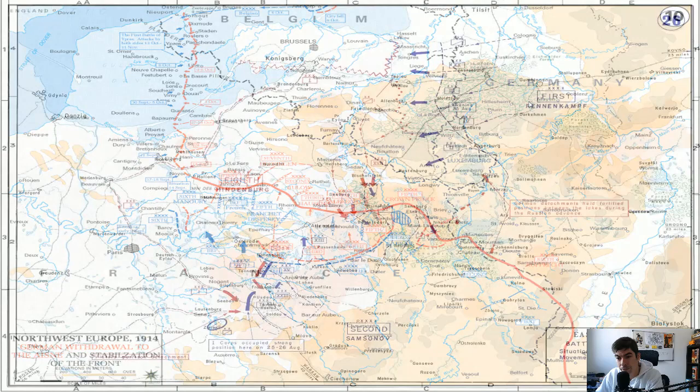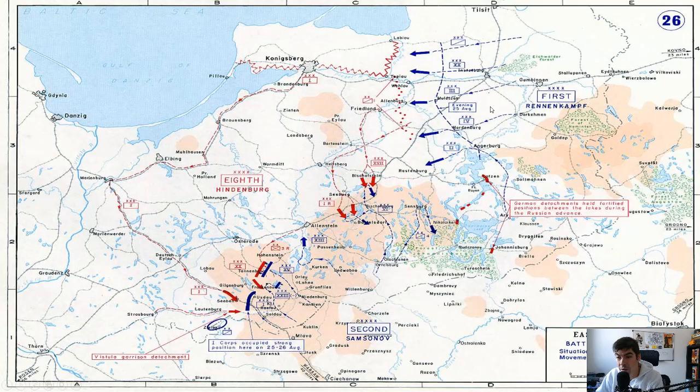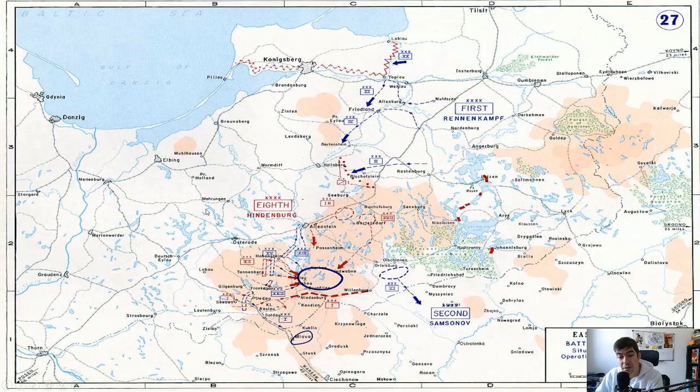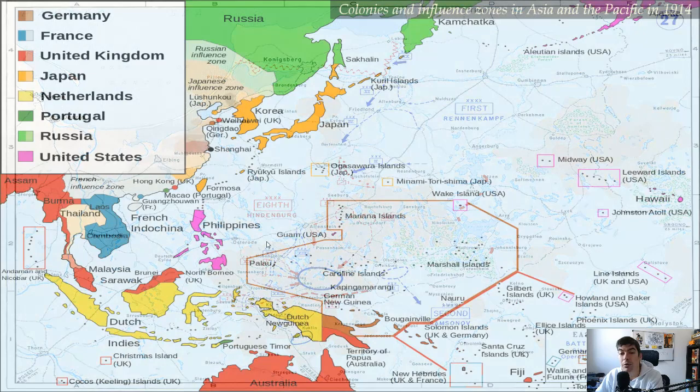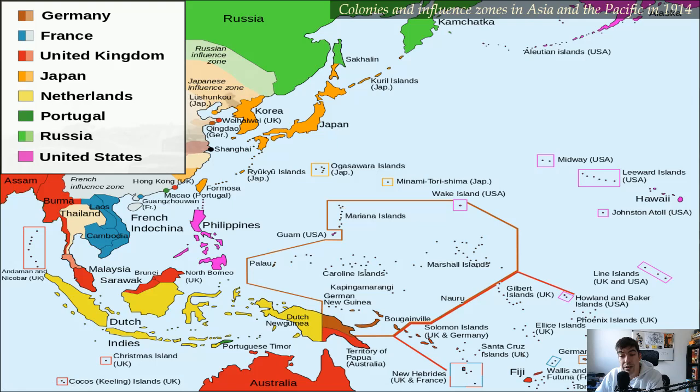And meanwhile, on the eastern front, the Russians, these blue arrows, invaded East Prussia, and the Germans had very few troops here, but they managed to accomplish this victory in Tannenberg. They were led by Marshal Hindenburg, and Japan conquered all the German colonies in Asia. These ports here, the port of Qingdao and the Marianas, the Marshall Islands, the Caroline Islands, and German New Guinea.